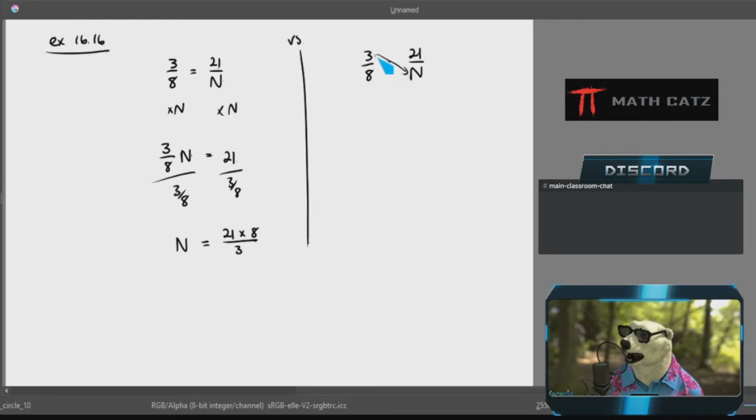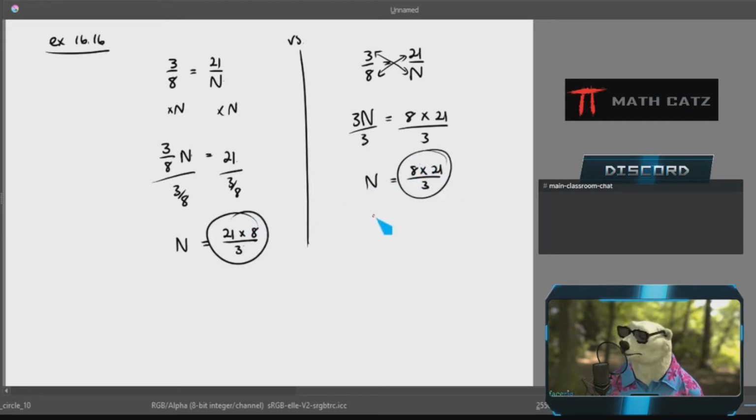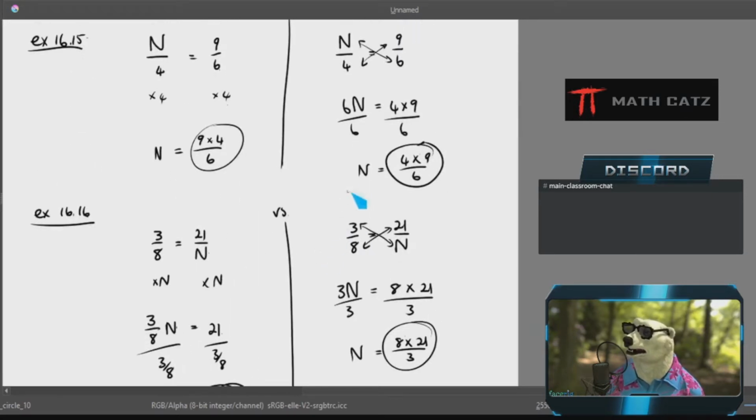I'm going to multiply the top of one with the bottom of the other. And the pair with the variable I'm going to put first, because it's going to make the result nicer. 8 times 21 for the other pair. And then, of course, I have to divide by 3. And notice that, first of all, we get the same answer. So that's important. But secondly, it looks the same as the other example. Regardless of where the variable sits, what I do is consistent. And that gives me confidence.